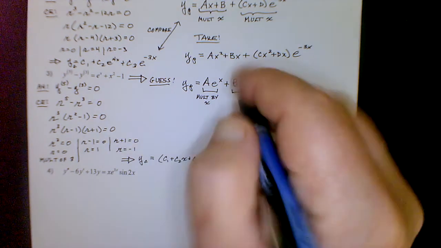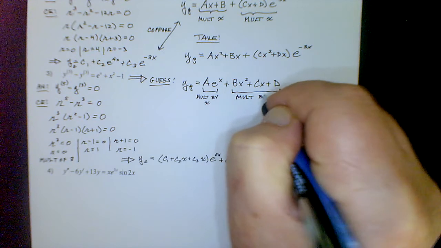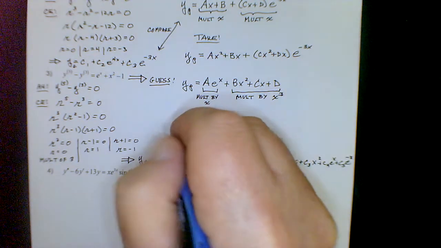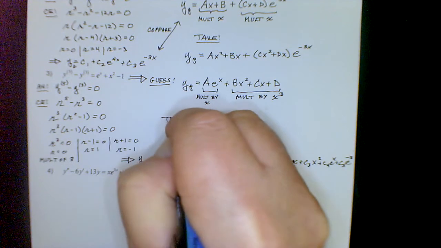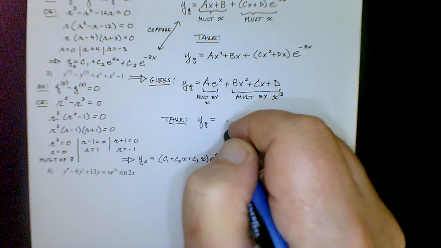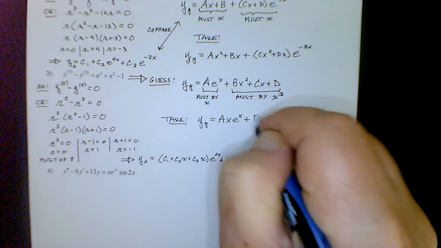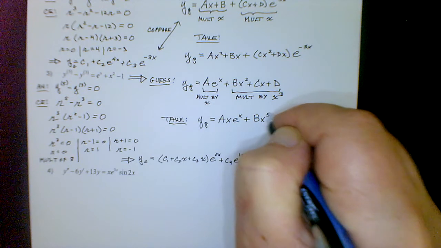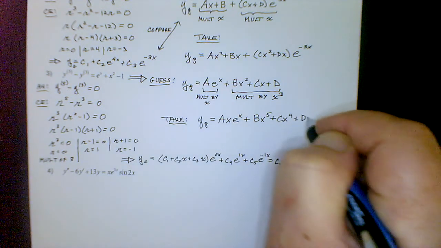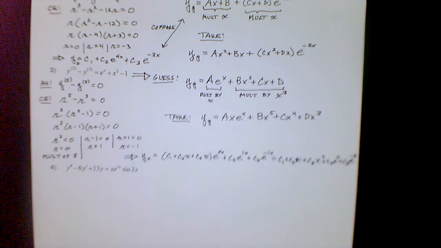So therefore, to guarantee there are no duplications, we have to multiply that by x cubed. So then we're going to take our y sub p to be equal to ax e to the x, then plus multiplying these by x cubed, bx to the fifth, plus cx to the fourth, plus dx cubed. And now note that there's no duplications between terms.